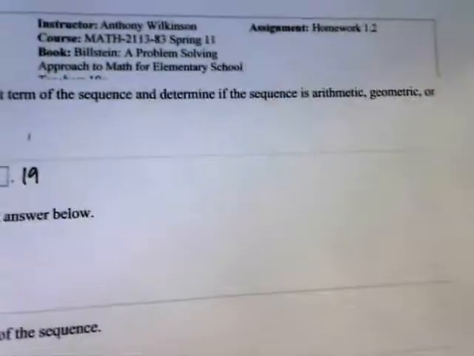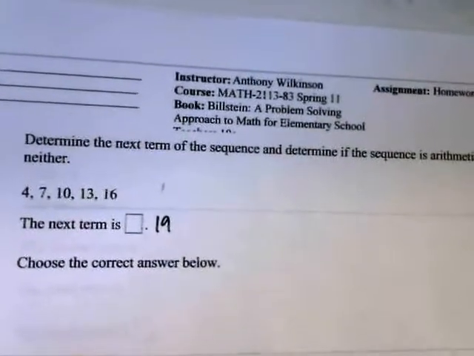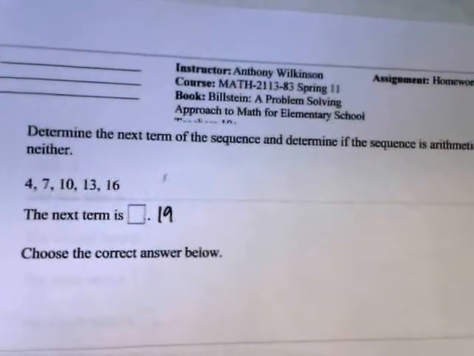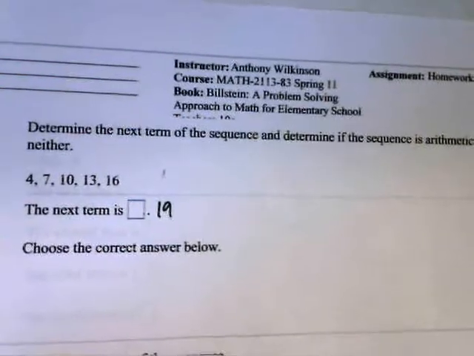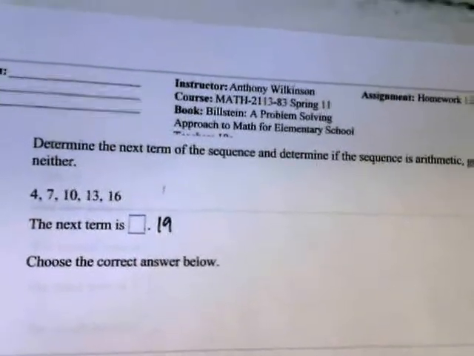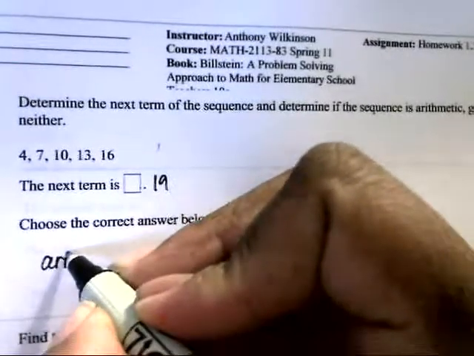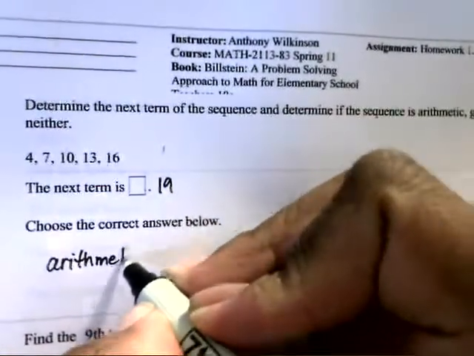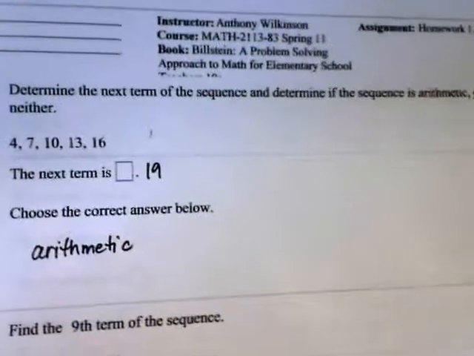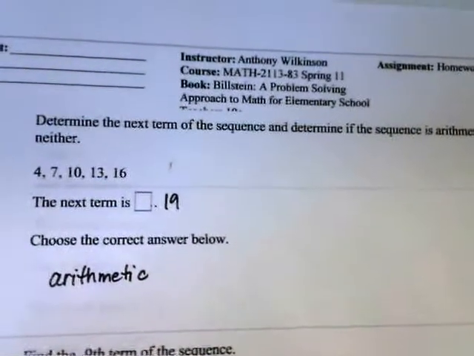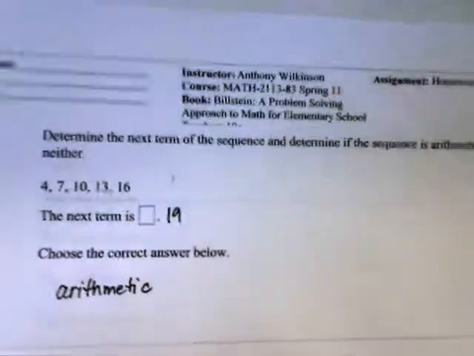Now we want to determine whether that sequence is arithmetic, geometric, or neither. Here, in this case, we're adding the same number each time. The common difference is 3. So this would be an arithmetic sequence. Okay, so that's problem number 1.